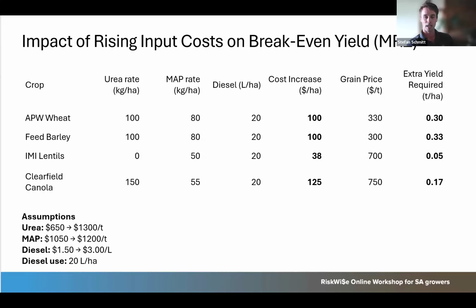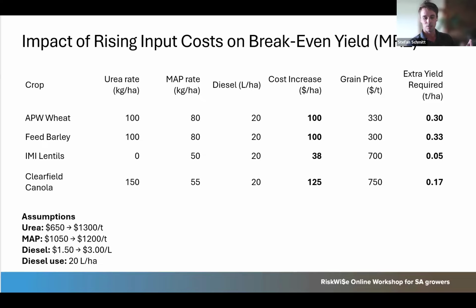Canola is close to about 125 because obviously there's a high urea component needed in canola, and a lot less change in lentils because obviously we don't top dress on lentils, so not a huge change to the cost to produce that crop. So probably something we'll talk about later that a few people might be swinging into that.